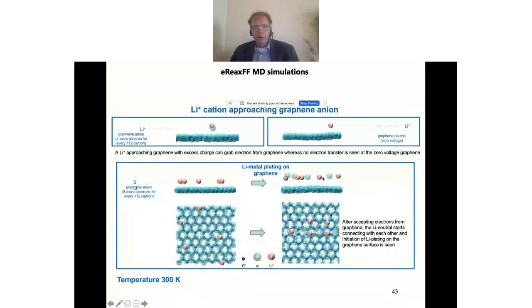Lithium becomes lithium neutral, and the lithium neutral can now organize itself as a lithium metal on the surface. This is a simulation really hard to pull off in a physical way with Reactive F, because the EEM already gives you automatically the charge transfer, and so you don't have a real electron transfer event. With Reactive F, we can essentially simulate this type of electron transfer event at the interface.